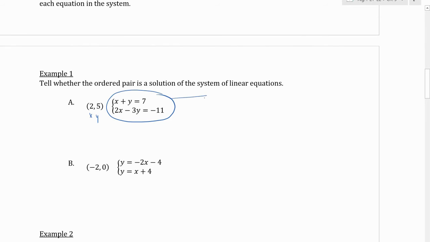Does it make both of them true? So if I take the x plus the y, does it equal 7? Okay, it makes the first one true. If I take 2 times the x minus 3 times the y, does it make negative 11 true? So does it equal negative 11? So does it make the equation true? It does. So tell whether that is a solution. It is. So 2, 5 is a solution of this system.